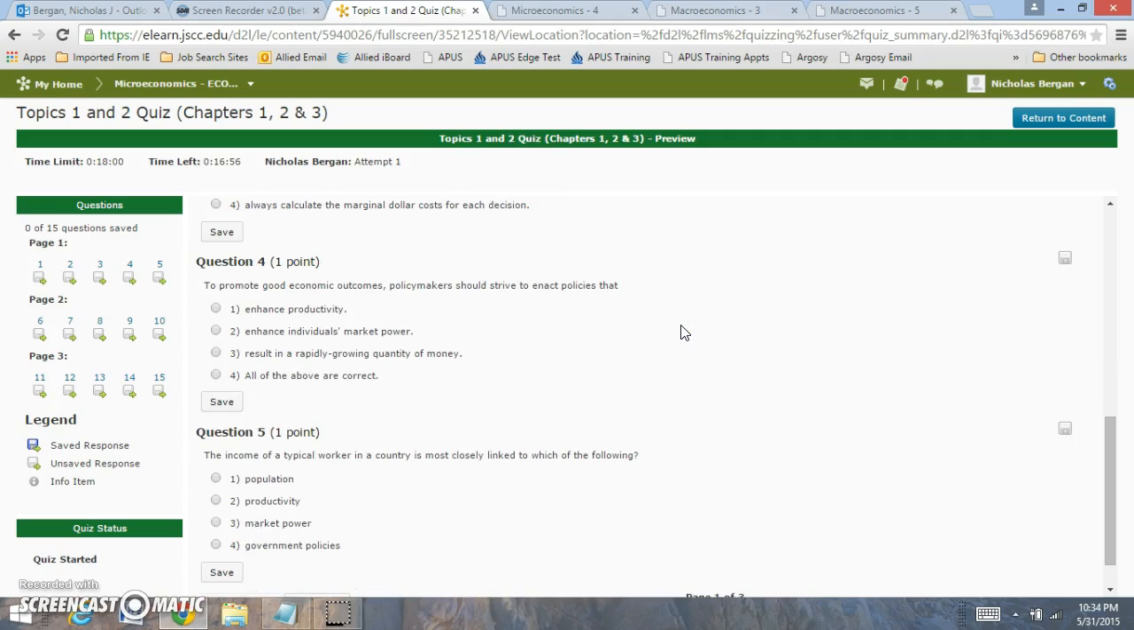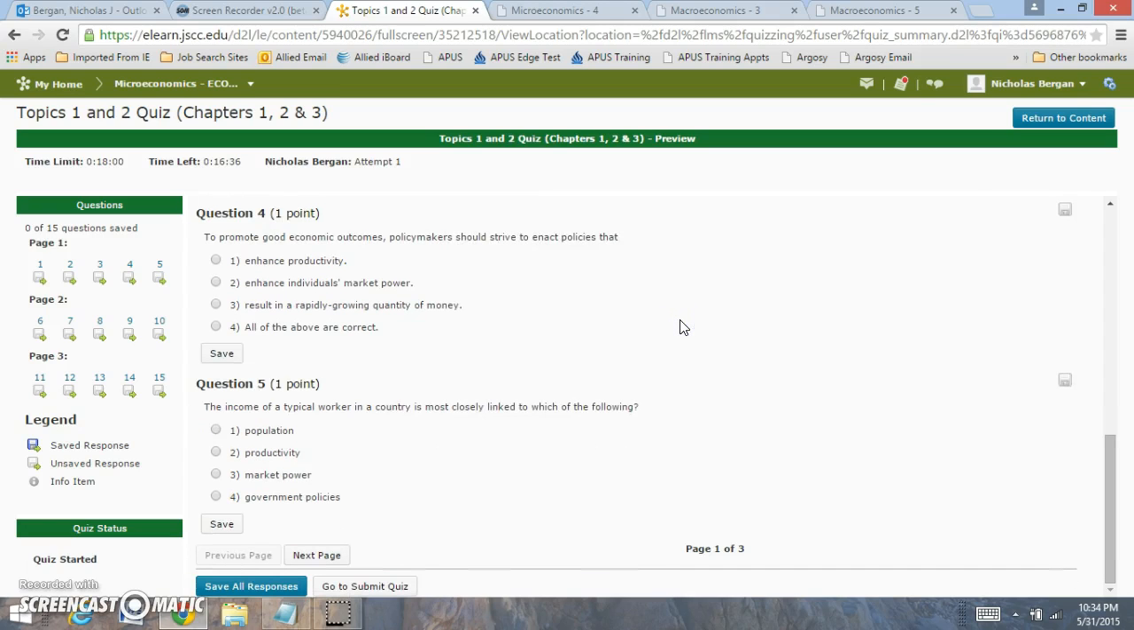Question 4 is looking at how to promote good economic outcomes. Policy makers should strive to enact policies that somehow make society better, make us more productive, make markets operate efficiently. So those are some of the things that we would be focused on.